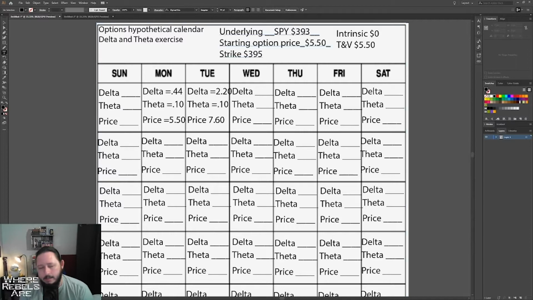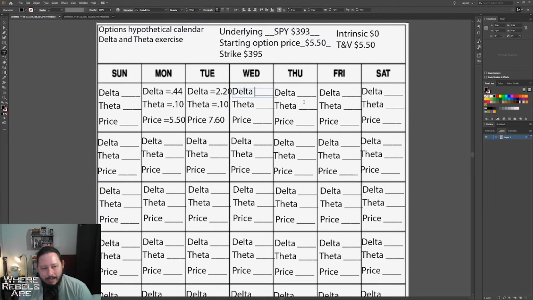All right, that's assuming that the stock price of the S&P, well, the ETF price, went up. So we went from 393 to a hypothetical 398 this day. Here's your new delta, right? Here's your theta. One day is going away, and here's your new price on the option.